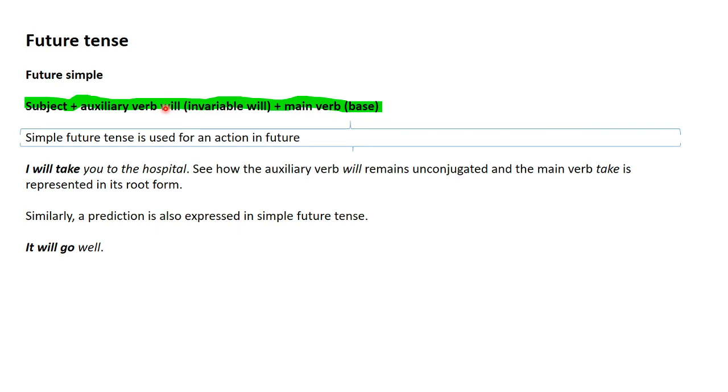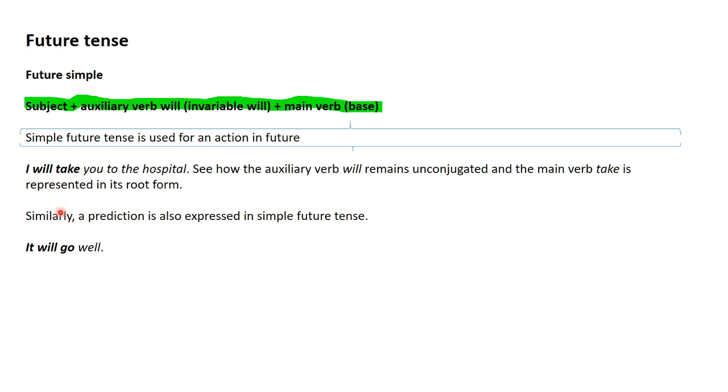Technically, will is a modal verb, and modal verbs do not change forms with a change in voice or tense. So when I say "I will take you to the hospital," I am introducing this sentence with the subject I, the invariable form of the auxiliary verb will, which means that this will remain unconjugated in all circumstances, and the base form or the infinitive form of the verb take.